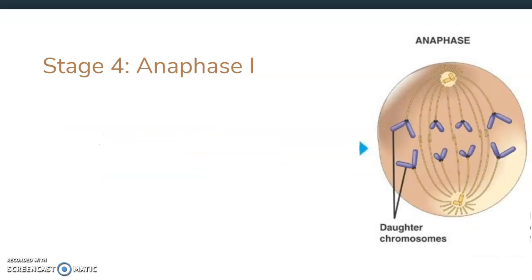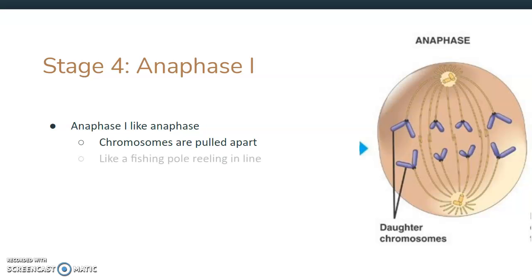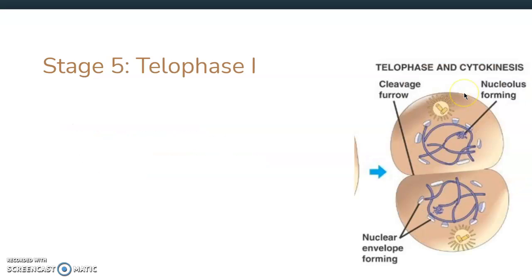Then we have anaphase 1, which is just like anaphase. Our chromosomes are pulled apart. I like to think of this like a fishing pole. They reel in their line, which are our spindle fibers, getting reeled in towards our centromeres. And I like to remember ana means away, so they're getting pulled away from each other.